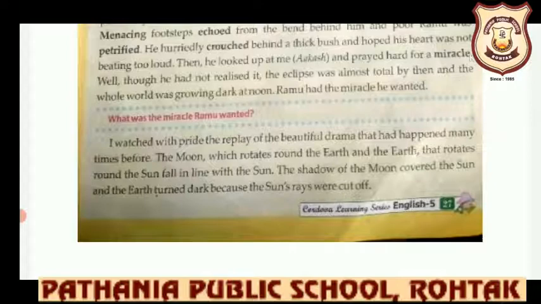The shadow of the moon covered the sun, and the earth turned dark because the sun rays were cut off. Now earth receives light because of the sun. It is because of the light of the sun that we have morning, and when the rays of the sun are not falling on the portion of the earth, then we have night. But during the day also, because the moon has come in between the sun and the earth, the shadow of the moon is falling on us. The moon is blocking the sunlight. It is not allowing the sunlight to reach the earth. Because of that, it became very dark.